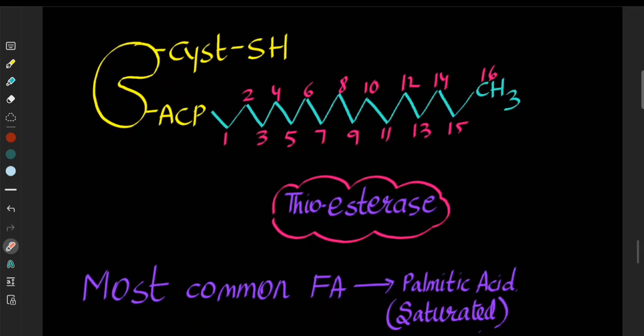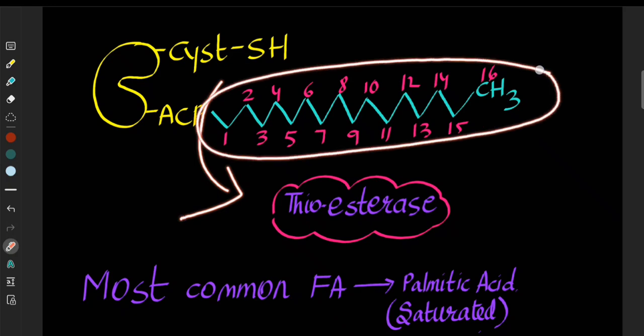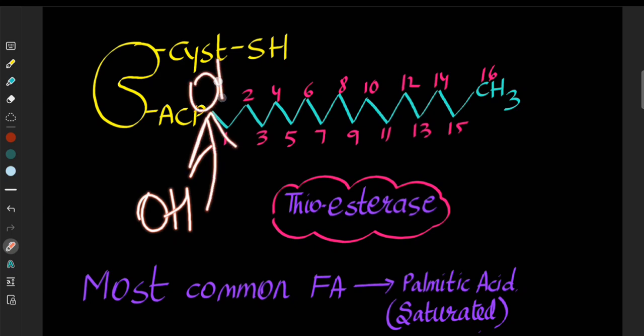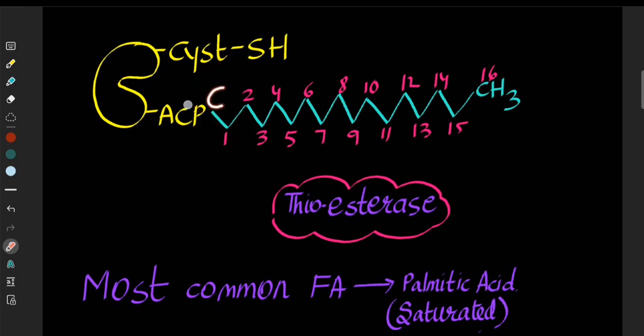Now we need to cleave this off, right? We need to cleave this part off, and then we have to make this particular long chain of carbons into a fatty acid. But who is going to do it? There is an enzyme called thioesterase which is going to cleave off the long carbon chain from the ACP group and then finally add an OH group, and then we're going to have over here C double bond O, then we'll have an OH over here, right? And this is going to be the palmitic acid.